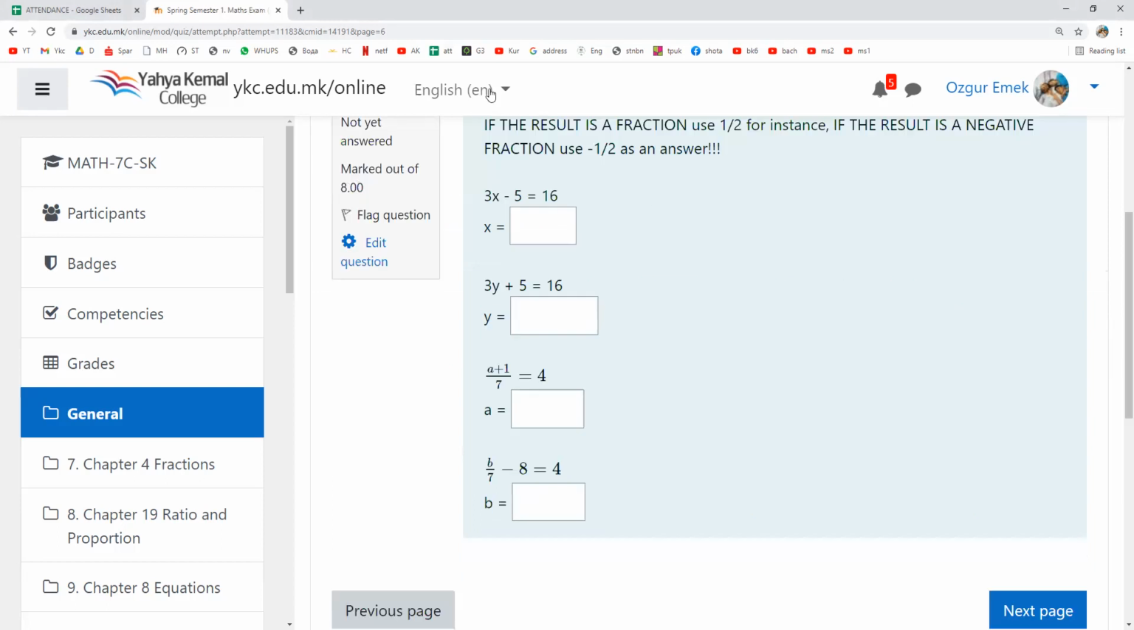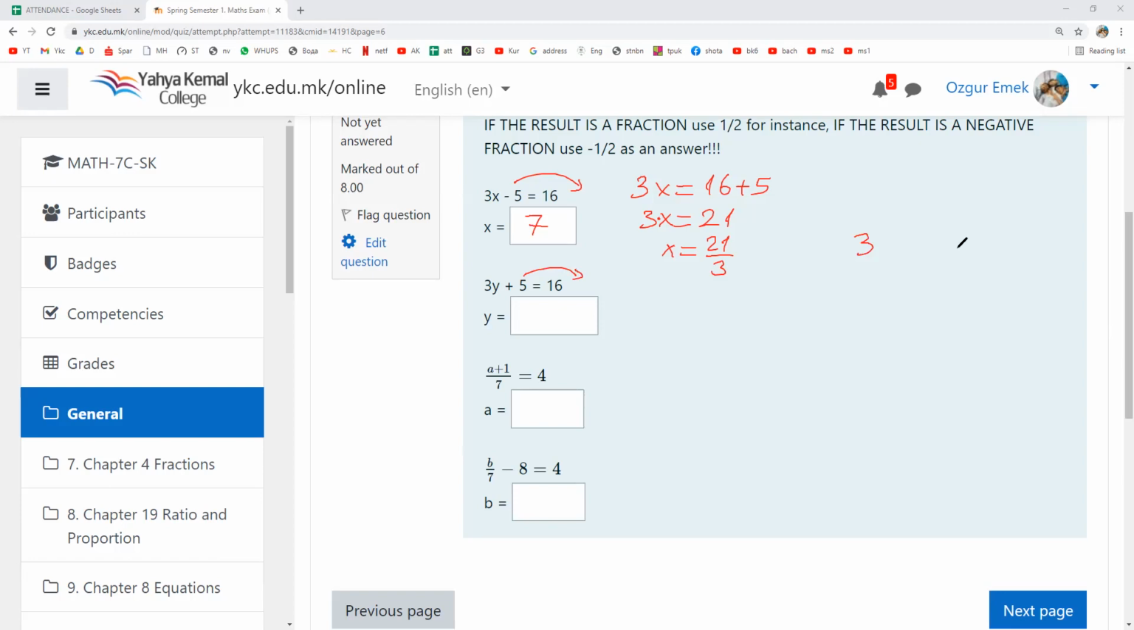First of all, we need to take minus 5 to the other side. 3x equals 16 plus 5. 16 plus 5 is 21. 3 is multiplied by x, so it will divide on the other side. x is 7. Plus 5 on the other side, minus 5.